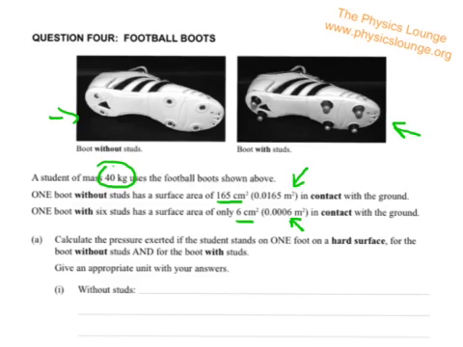The question A: calculate the pressure exerted if the student stands on 1 foot, so I guess that means we only need to worry about the stats they've given us. So 1 foot on a hard surface for the boot without studs and for the boot with studs, and give an appropriate unit with that answer.